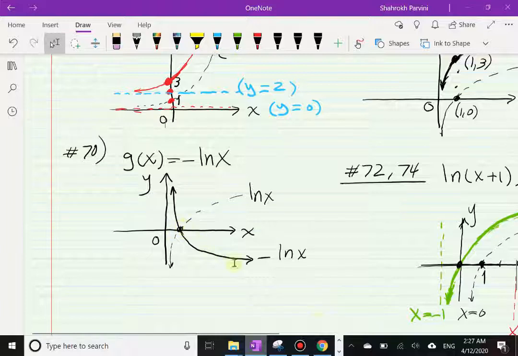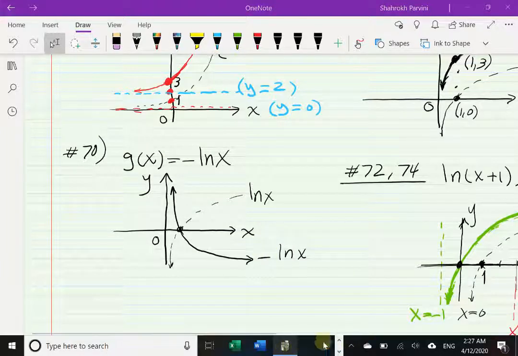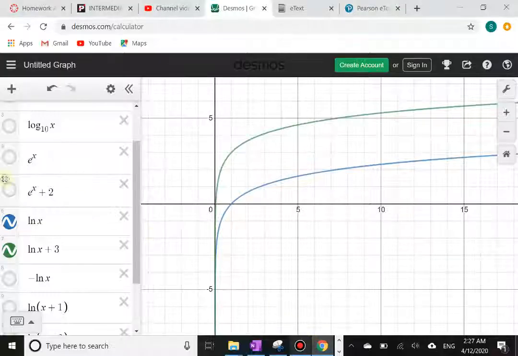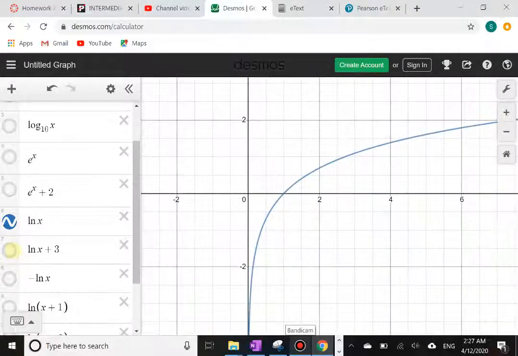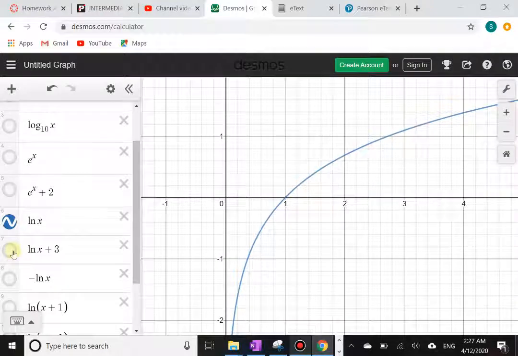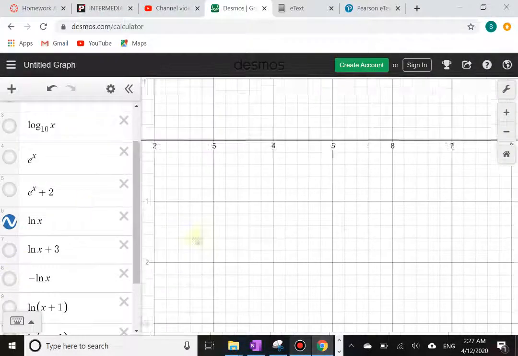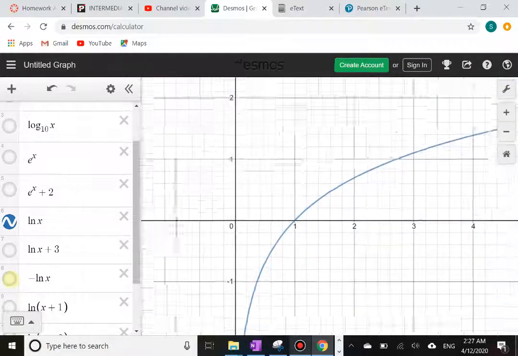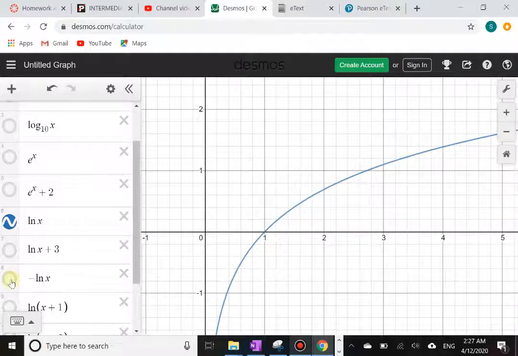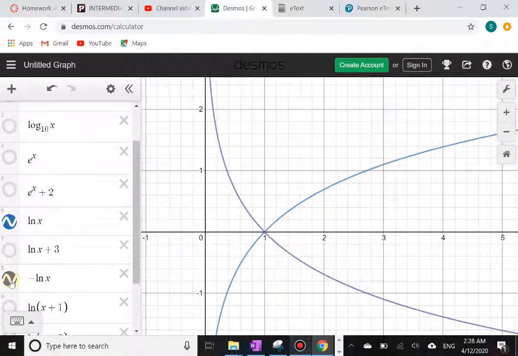So let's graph this in Desmos, ln of x, and then negative ln of x, to see how it's going to look like. So this is what ln of x looks like, right? We already looked at that one. This is a graph of ln of x. Now, negative ln of x. Look at the reflection here. And negative ln of x, there you go.